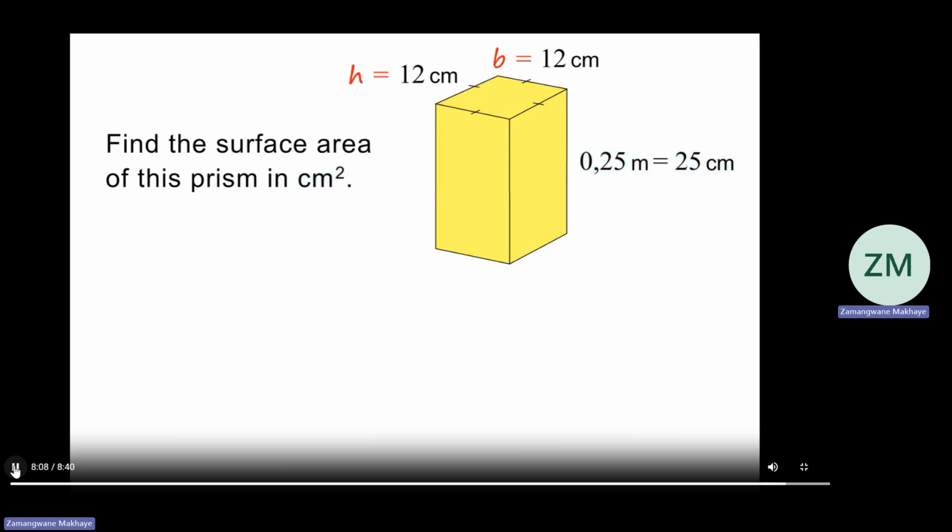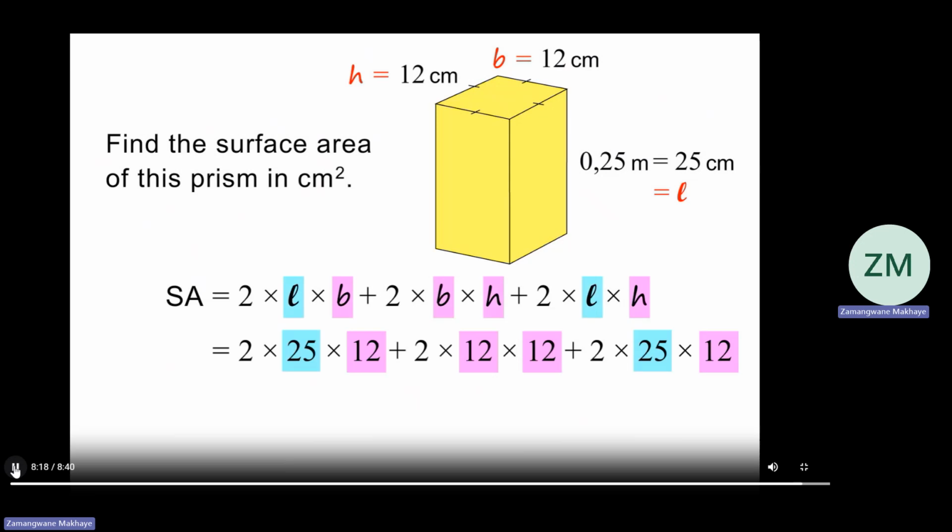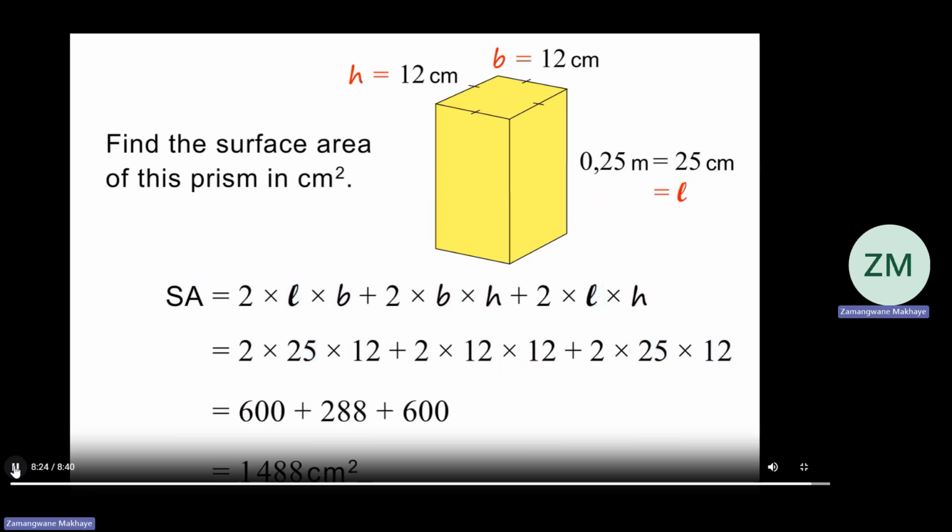Let's call the 12 centimeters H and B, and the 25 centimeters L. We then write down the formula, and write 25 in place of L, and 12 in place of B and H. Using a calculator, the surface area in square centimeters is 1,488. This completes the lesson. Good luck with the test.